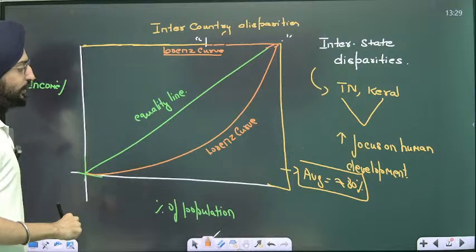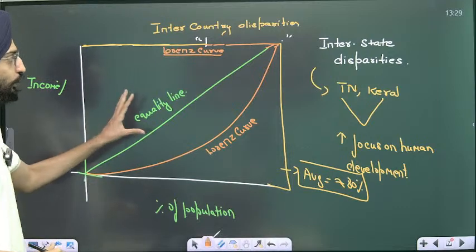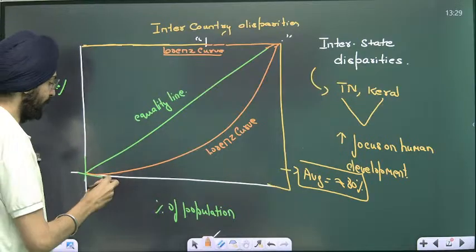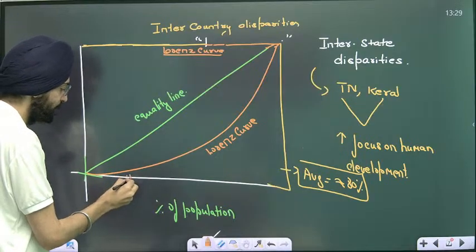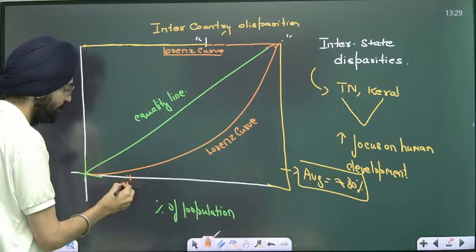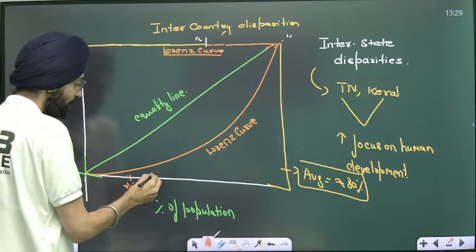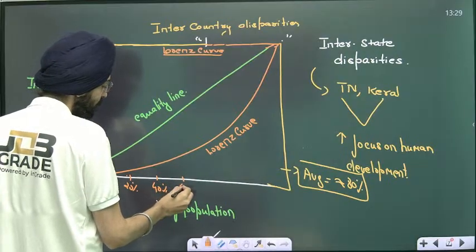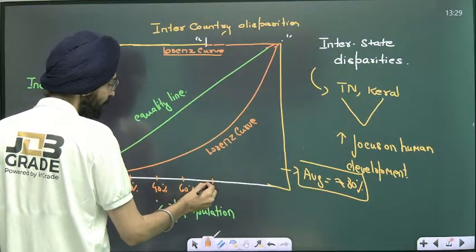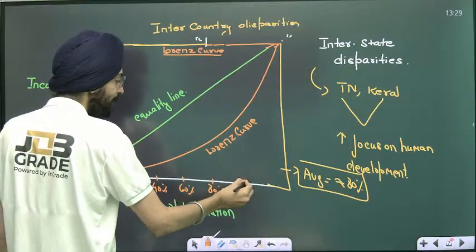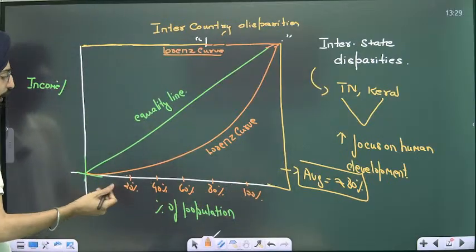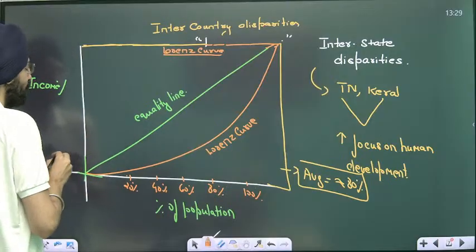Now, as you can see, how you will understand this. Let me mark this. This is 20%. This is 40%. This is 60%. This is 80%. And this is 100%. Again, take the markings and cut, copy, paste on the y-axis.